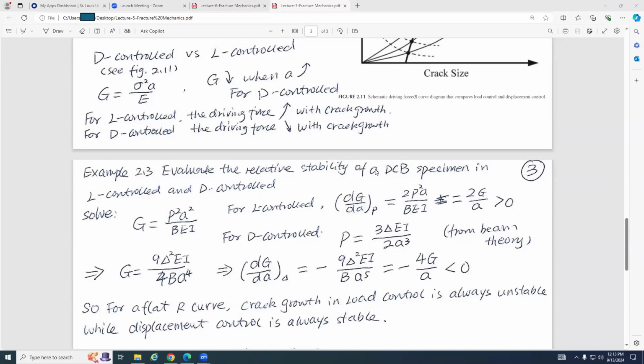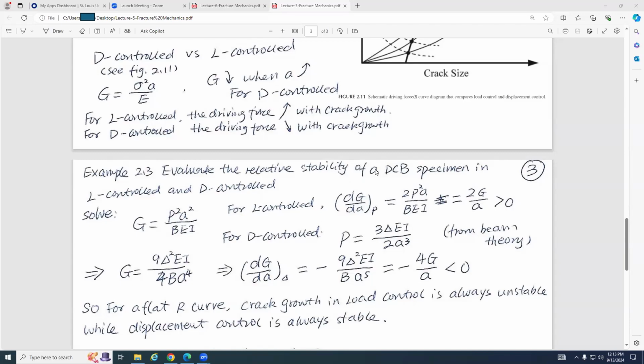This one can also be written as minus 4G divided by A. So here is the minus sign. We know that this is always less than 0. So this is dG/dA, and this G is for the displacement control. We just plug in, and this gives us 9 delta squared EI over 4B A to the power 4.